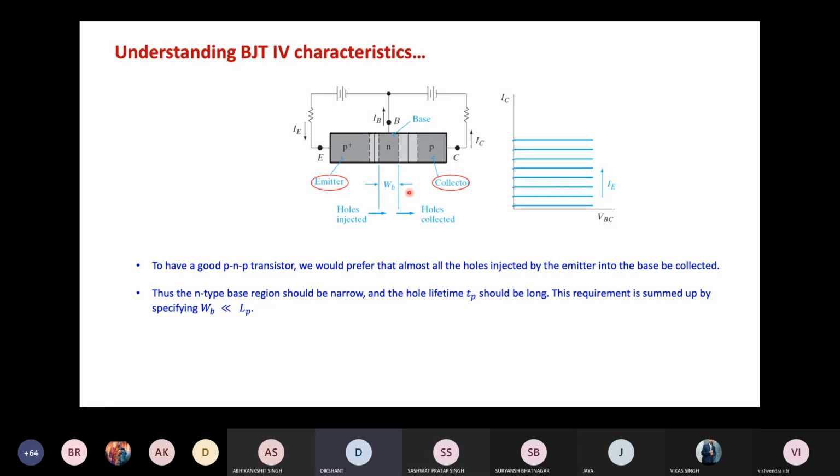Yes, sir. Excuse me, sir. Do the two depletion regions collide, or overlap?